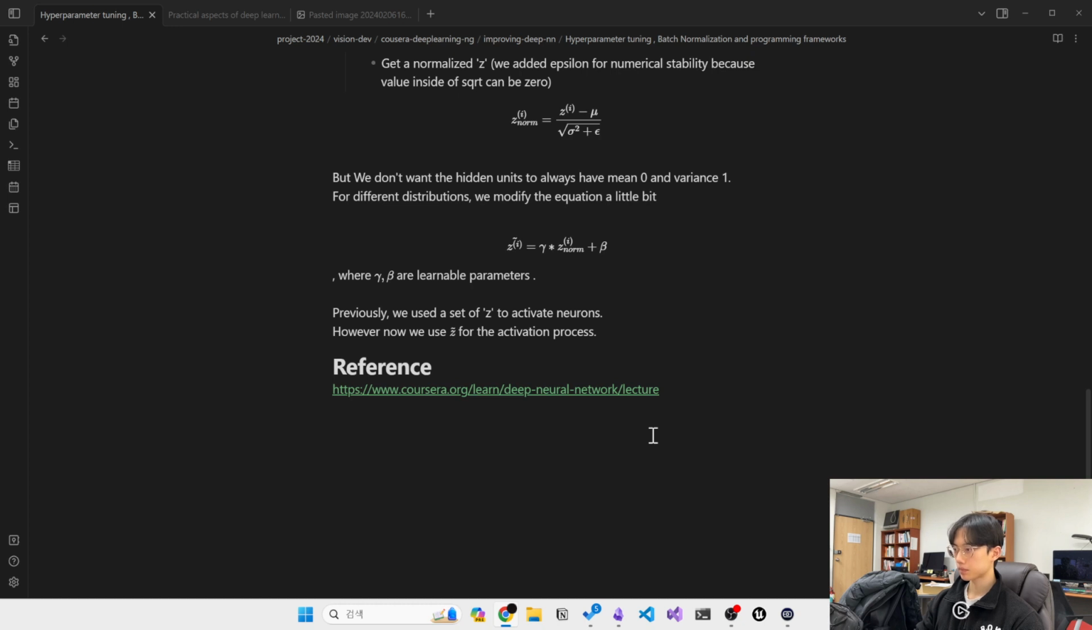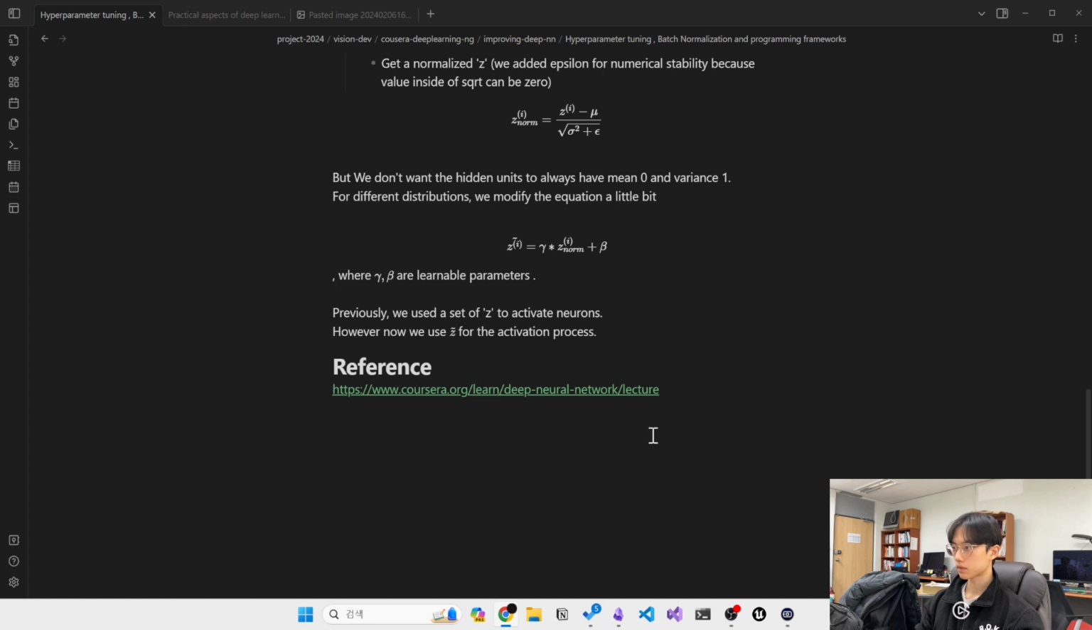For example, if you have a sigmoid activation function, you don't want your values to always be clustered here. You might want them to have a larger variance or have a mean that's different than 0 in order to better take advantage of the nonlinearity of the sigmoid function rather than have all your values be in just this linear regime. So that's why with the parameters gamma and beta, you can now make sure that your z_i values have the range of values that you want.